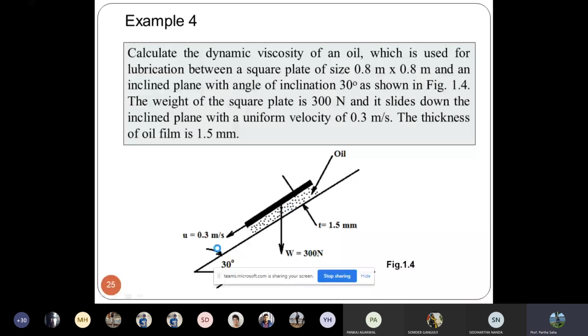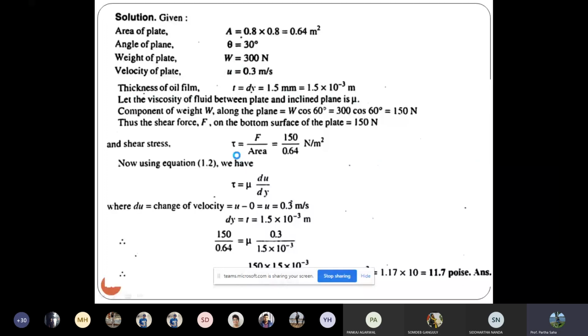The shear stress, then what will be the shear stress? The shear stress is force divided by area, 150 divided by 0.64. Now you know this equation, du, the change in velocity, because in the stationary state the velocity is 0. So du will be u minus 0, that will be 0.3 meter per second. That was the original u. And dy I already mentioned, 1.5 into 10 to the minus 3. You put this value and you calculate the viscosity of the oil as 11.7 poise. So that is the problem given.